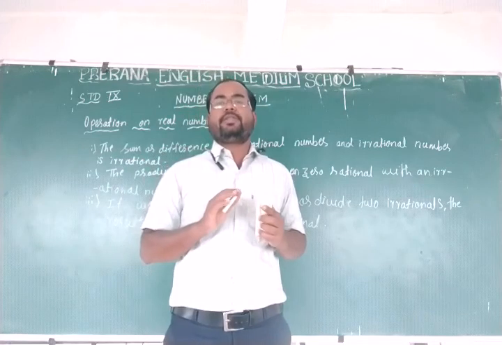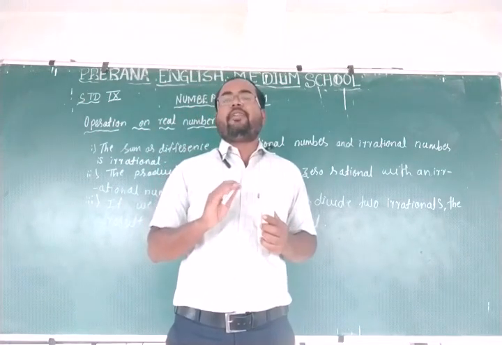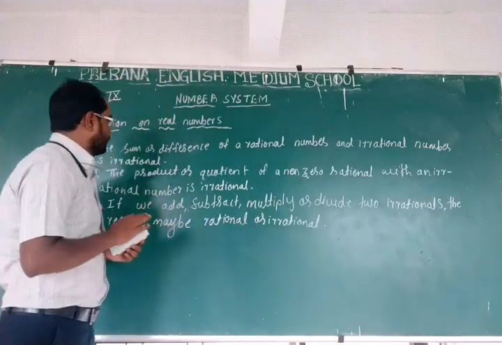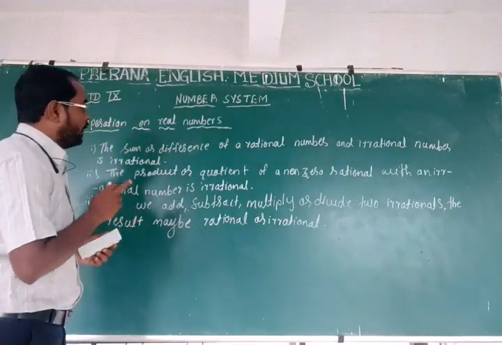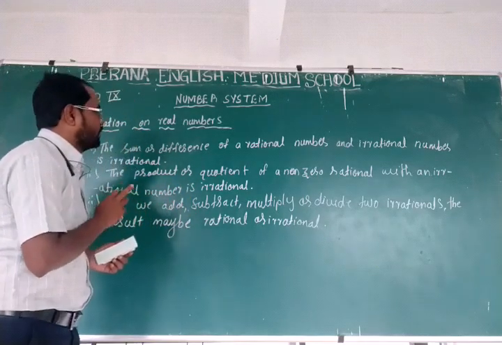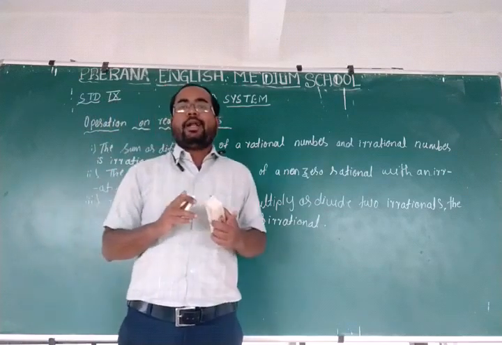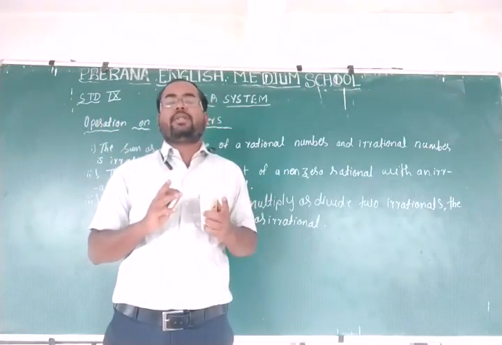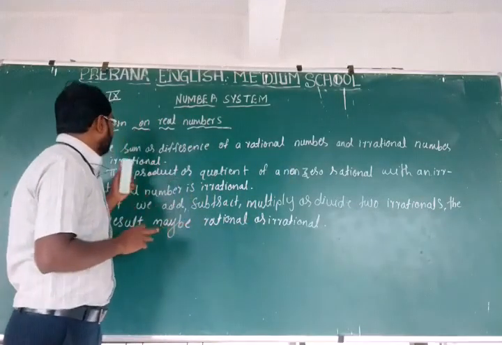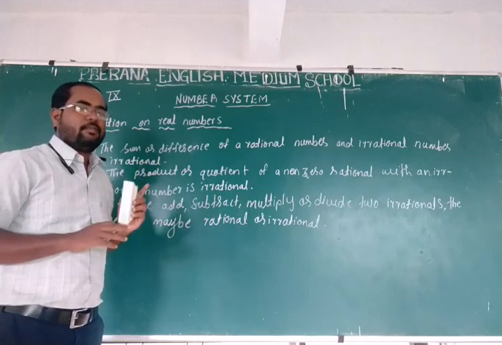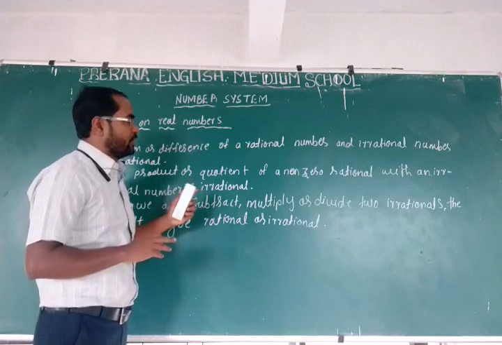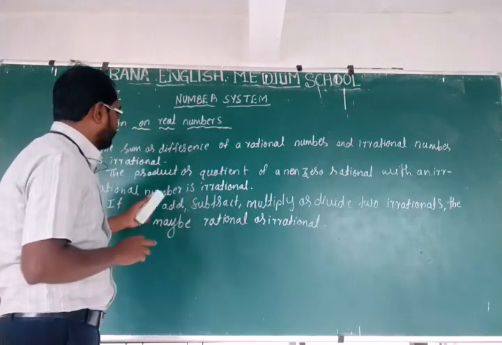Before we start the operations on real numbers, there are three facts which you should remember. The first fact is the sum or difference of a rational number and an irrational number is irrational. That means if you add or subtract a rational and an irrational number, the sum or the difference you get will be irrational.